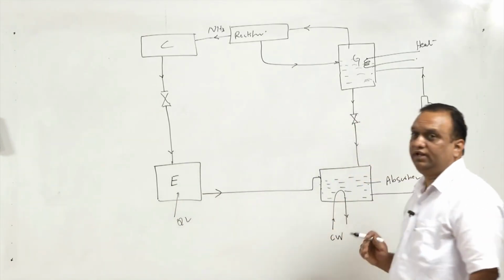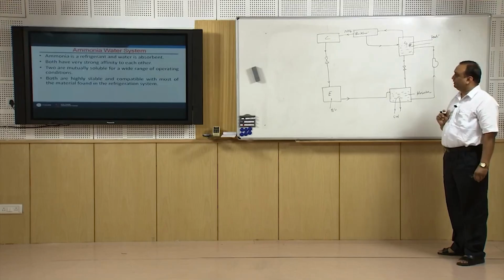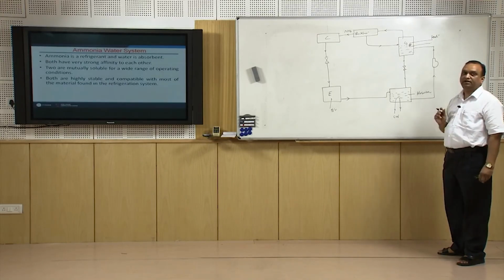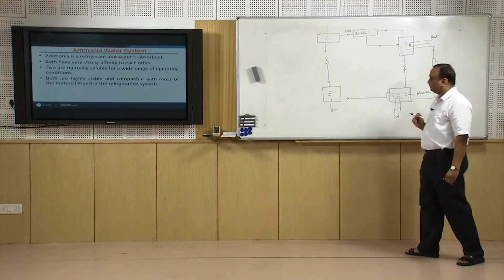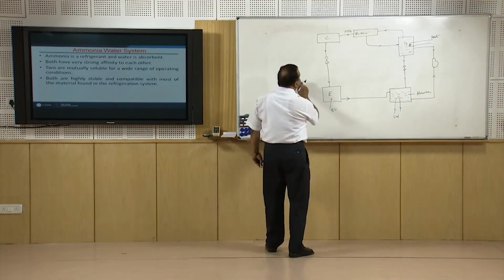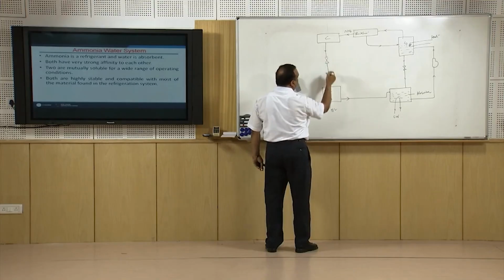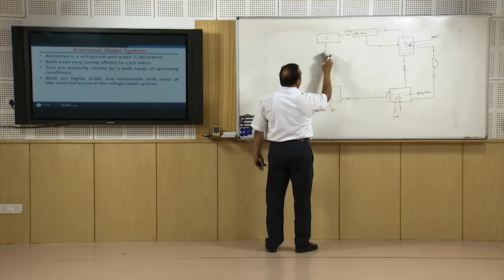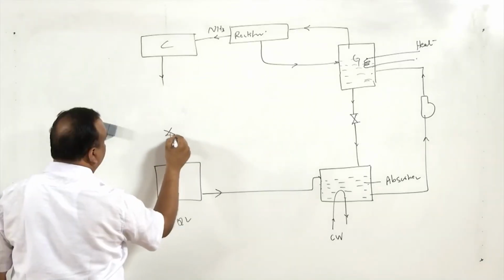Now, in order to increase the efficiency of the system, because we can provide one or two heat exchangers which can improve the efficiency of the system. The system efficiency can be improved. Suppose this is the condenser vapor, and this is the expansion valve, I will put it somewhere here.